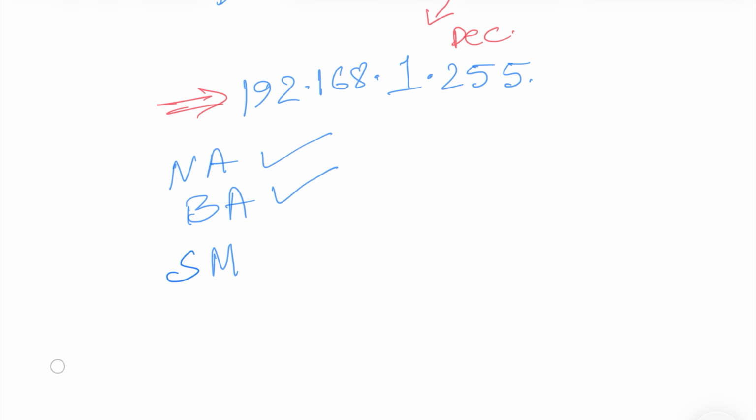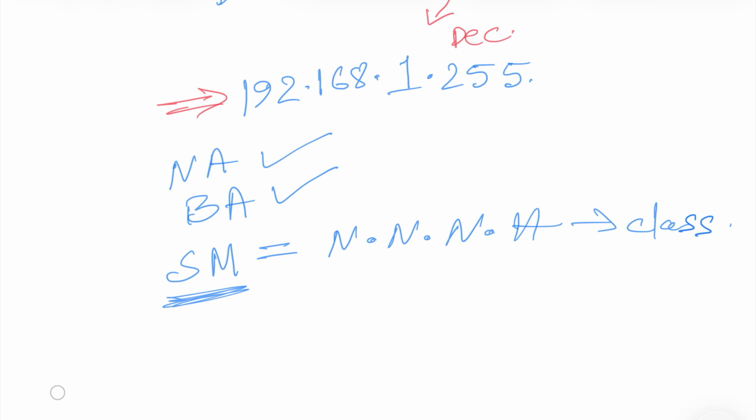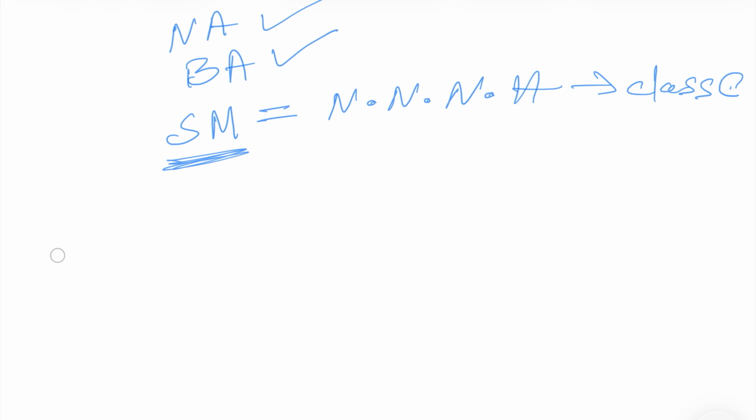So I will now discuss the subnet mask again: how to find the subnet mask, or what the formula is to generate the subnet mask. The formula to generate the subnet mask is, if these are network bits, which is in class C, so these are 8-bit, 8-bit, 8-bit, and this is 8-bit. So if we write it down, it is something like this.